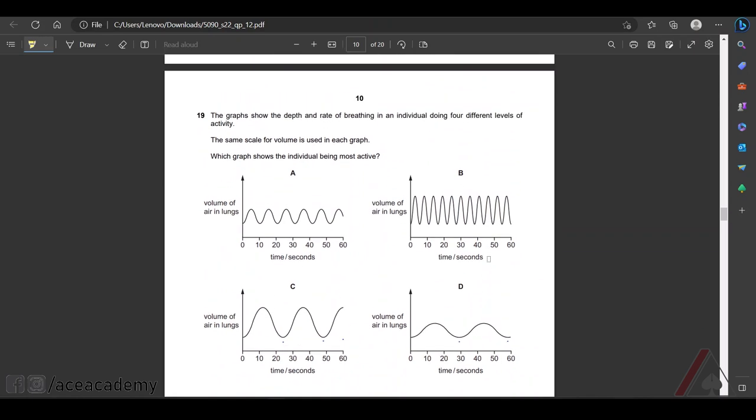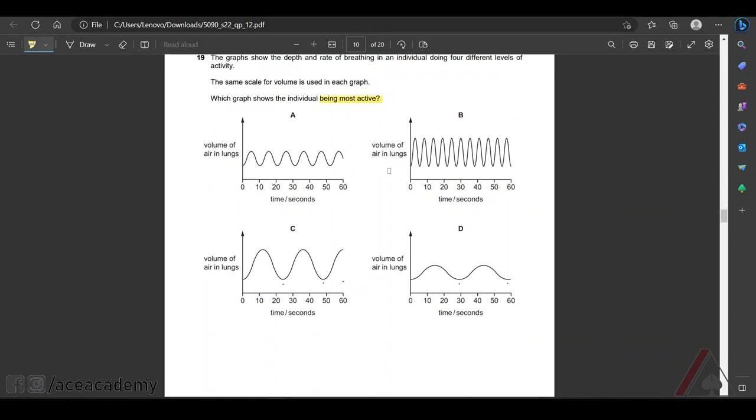On to number 19, which says, the graph shows the depth and rate of breathing in an individual doing 4 different levels of activity. Same scale for volume is used in each graph. Which graph shows the individual being most active? Now, to find the individual who is being most active, we have to find the individual who has the highest number of breaths.